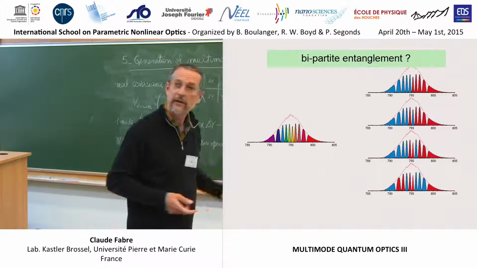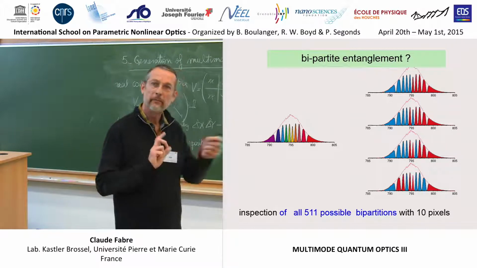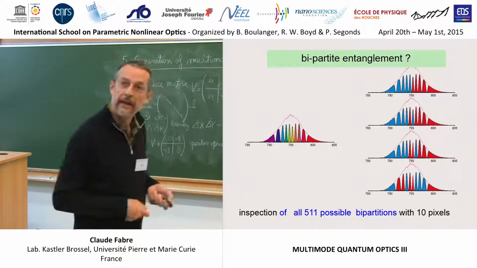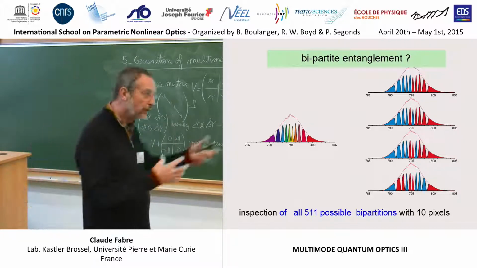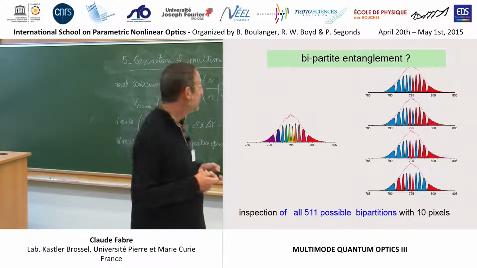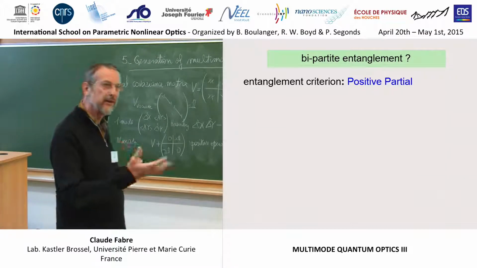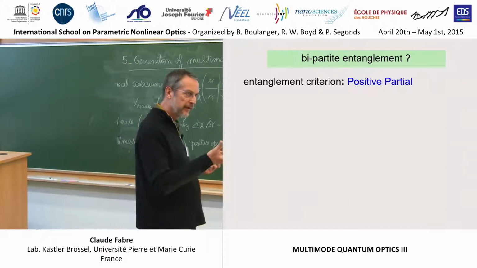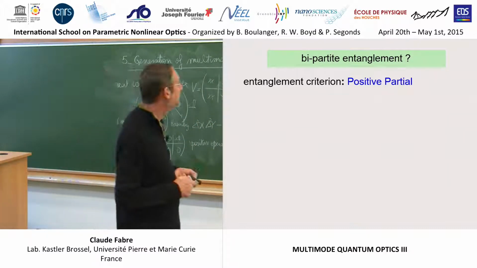Or any other way. It turns out that there are 511 possible bipartitions of these 10 bands, 2 to the n minus 1. So we have 511 possibilities of having two parts, and we look at the correlation between these two parts. Entanglement can be assessed by what are called entanglement witnesses, values which tell you whether it is entangled. Here it is sufficient and necessary because it's Gaussian, so they tell you really that it is entangled or not.